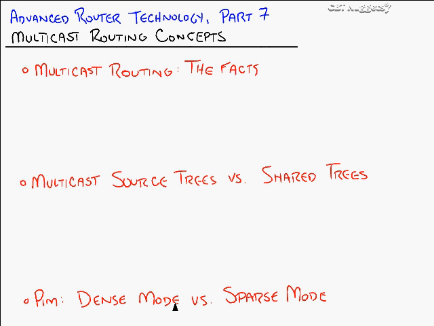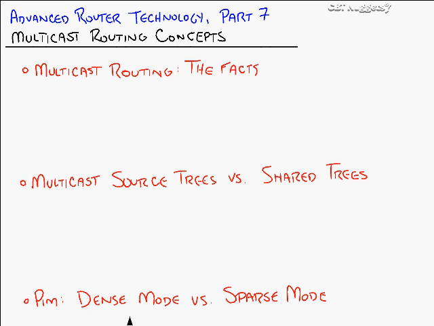Then we'll get to the actual protocol that's used to deploy the source tree and the shared tree, and that will be PIM, Protocol Independent Multicasting. PIM is the routing protocol, if you will, of multicast. This will allow you to figure out how to get around your network and what streams to allow through your network for the multicast routing.